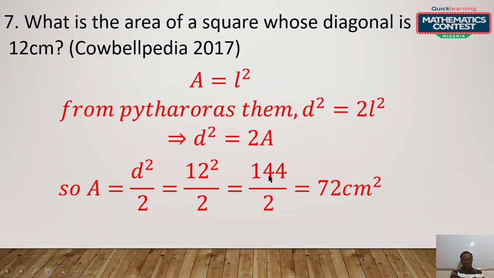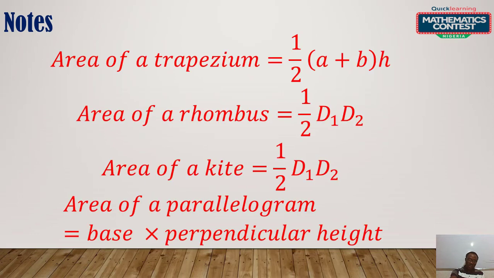12 squared is 144, and 144 divided by 2 is 72. So the area of the square when the diagonal is 12 is 72. You can actually note something of this kind down. Now let me drop some notes before I continue. I explained them verbally before we came to the slide, but let's see them on the screen.